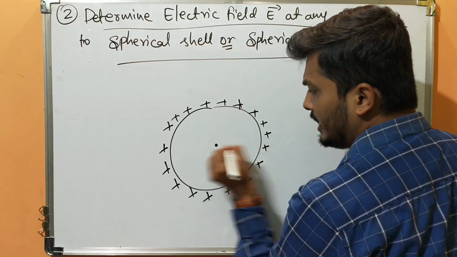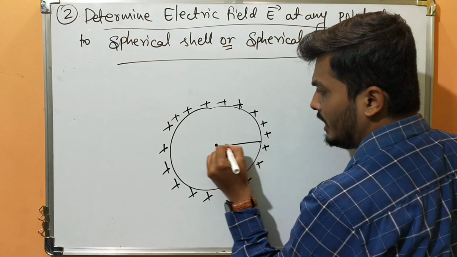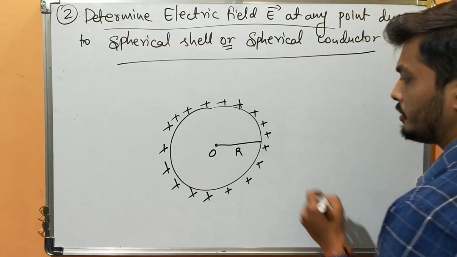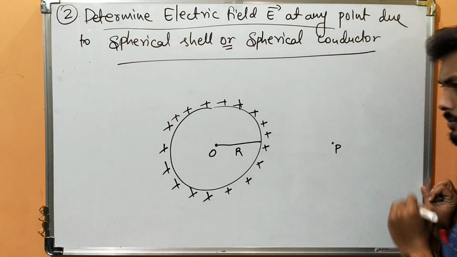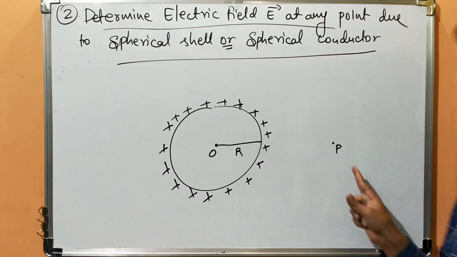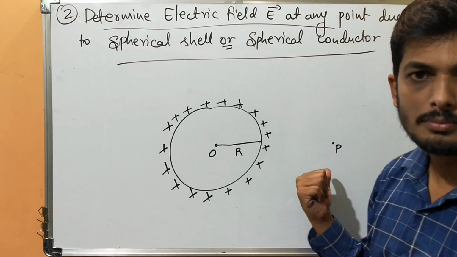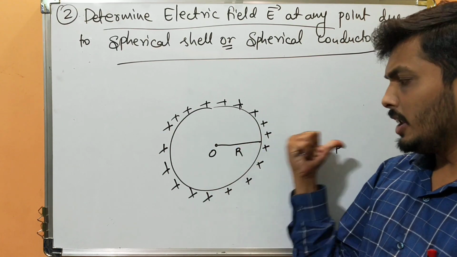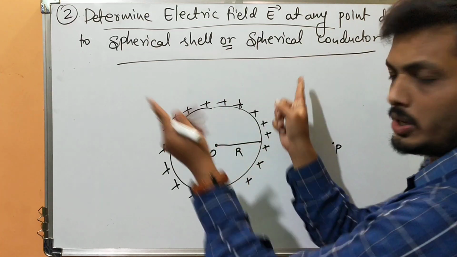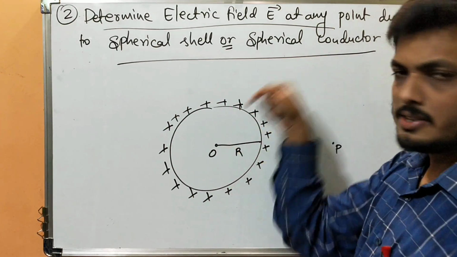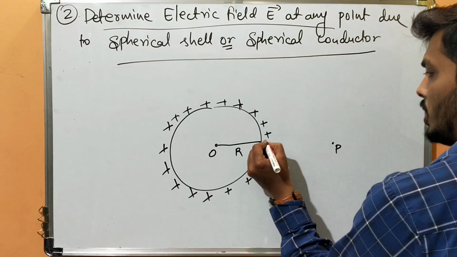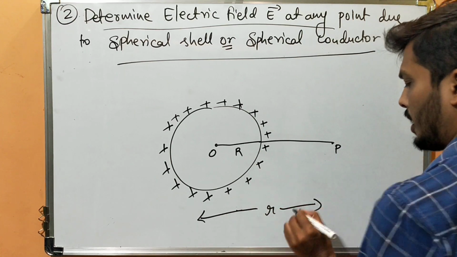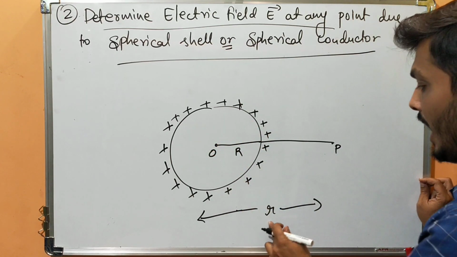Let this be the center of the sphere, and let this be the radius of the sphere. Let O be the center of the spherical surface. Now if my point P is here somewhere, and I need to find the electric field at this point P due to this spherical shell or spherical conductor. The electric field is obviously directed radially outward since it is a positive charge. If it was negative, it would be directed radially inward. Let the distance from O to P be small r, and capital R is the radius of the shell.